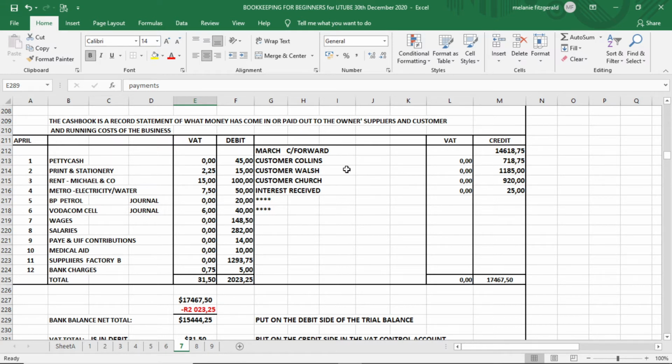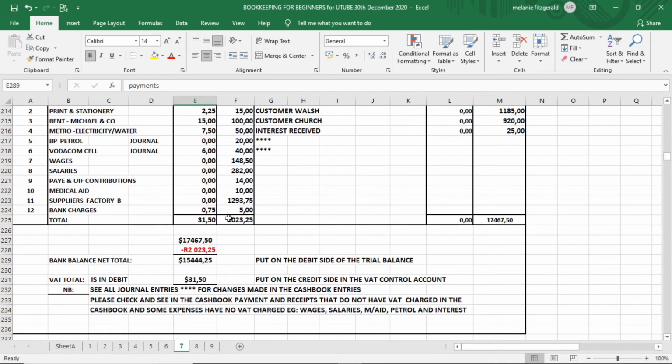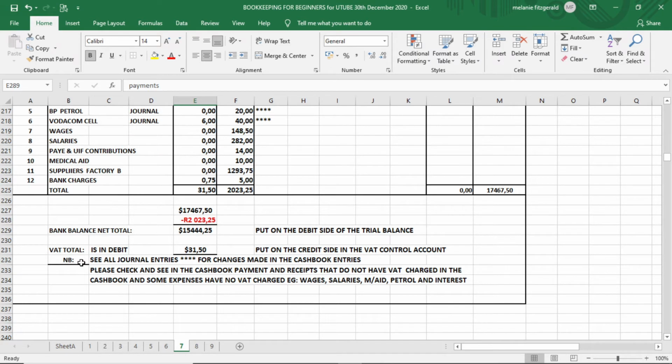Remember from March's cash book, we bring that balance forward. The customers, Collins, Welsh, Church, these are the amounts that they've now paid us, and the interest received on that. You added up this total, it's $17,467.50. Now, you take this amount, this $2,023, away from the $17,000. So this from that comes to $15,444.25, put on the debit side of the trial balance. The VAT is $31. You put that on the credit side in the VAT control account.